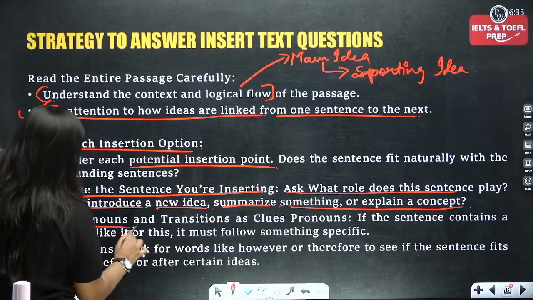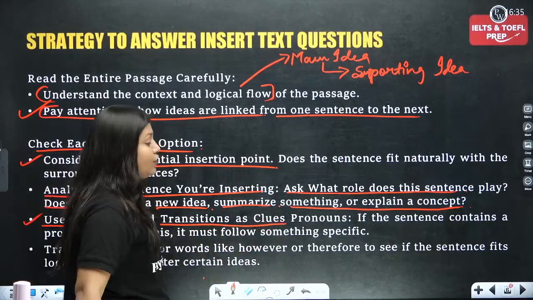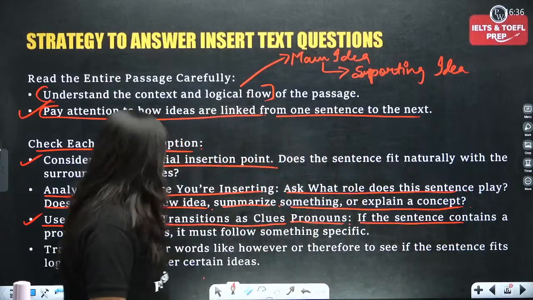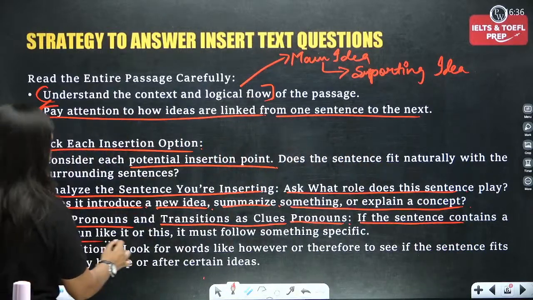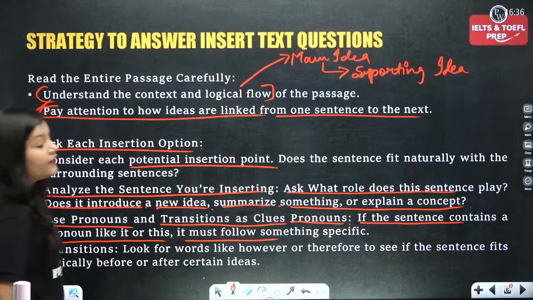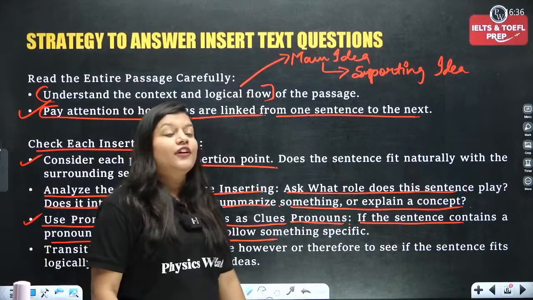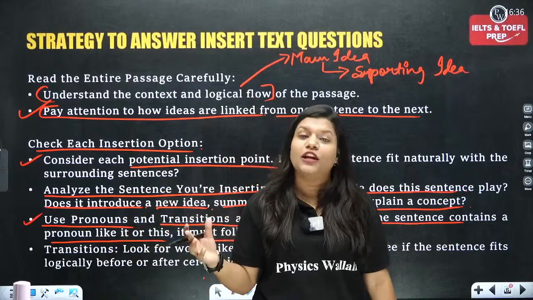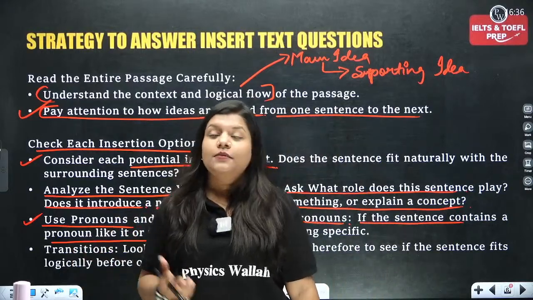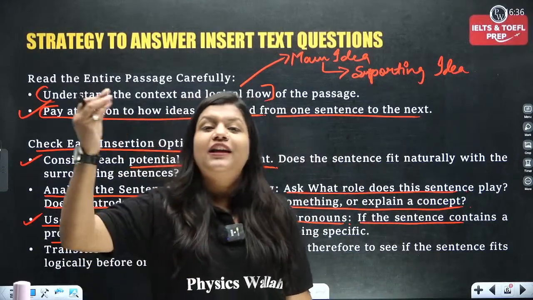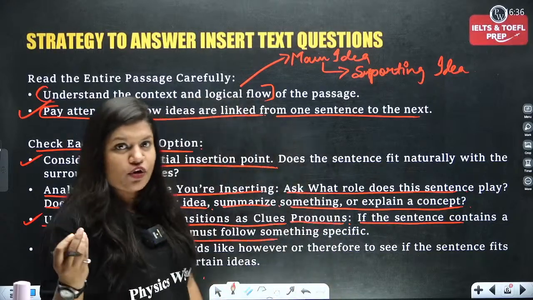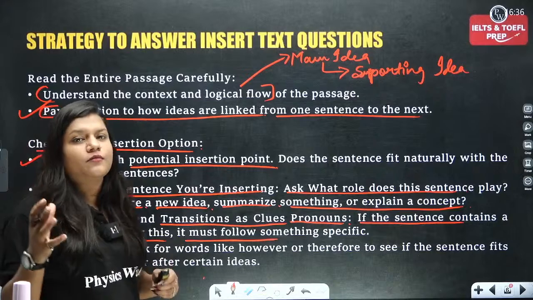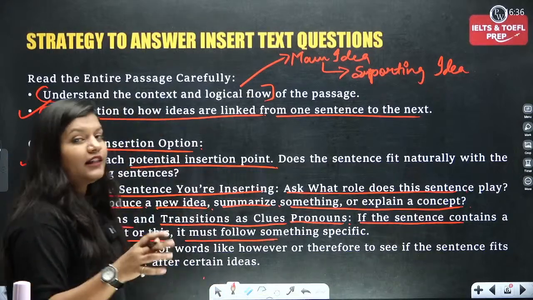Next, use pronouns and transitions as clues. What are the pronoun clues? If the sentence contains a pronoun like it or this, it must follow something specific. Because when we use this or it, it means we are talking about something specific in nature, something that has a particular meaning, topic, or object. That gives a sense of individuality, that another set of information we are going to provide might add upon.